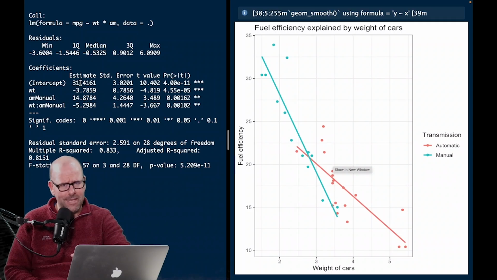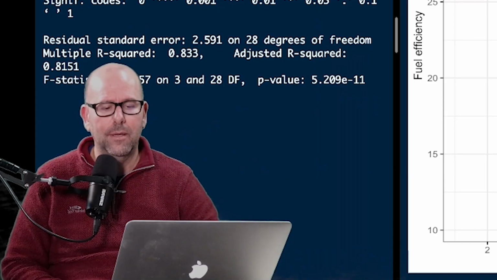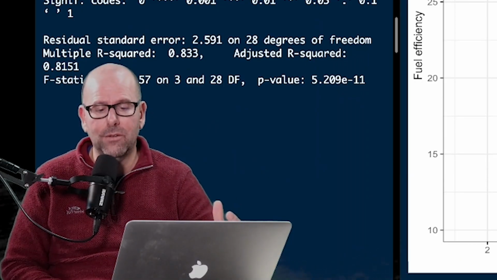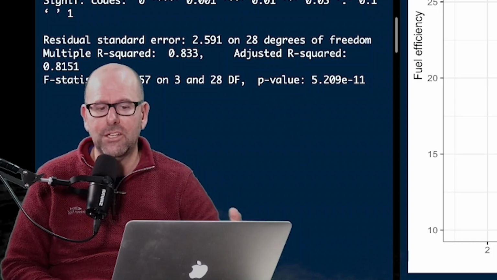Before we look at them, just as a matter of routine, I always look at the F statistic at the bottom. Small p-value, happy days, something about this model is working. The adjusted R squared, because there are multiple variables in here, is 0.81. Interesting, that's quite high. So 81% of the change in fuel efficiency can be explained by the weight of the car and transmission and the interaction between the two.